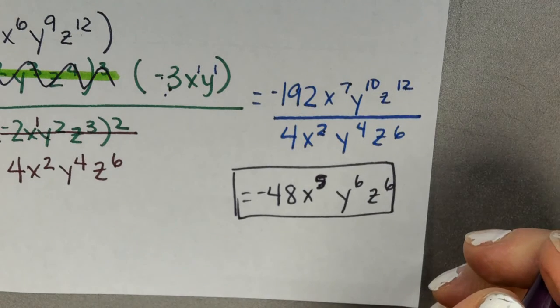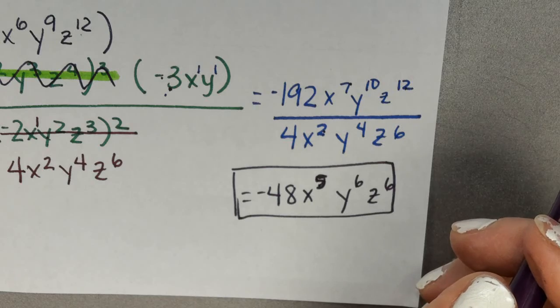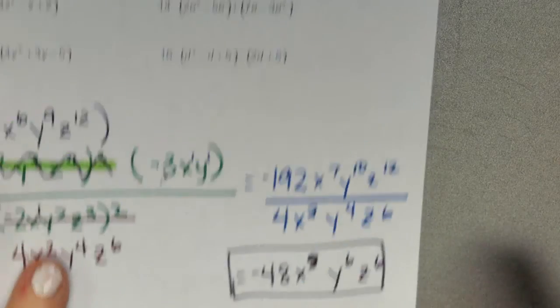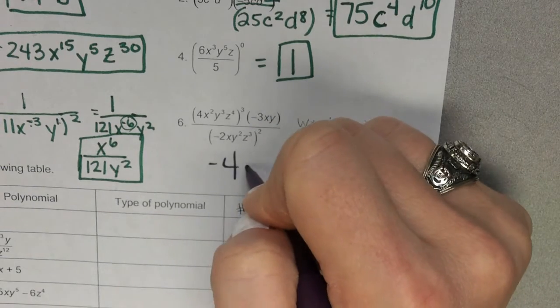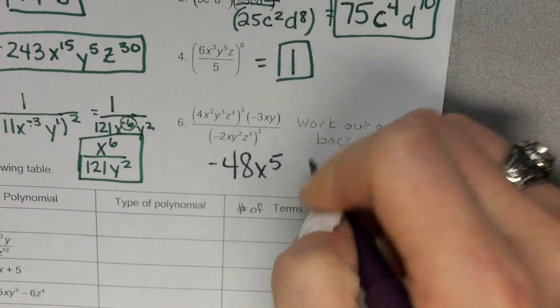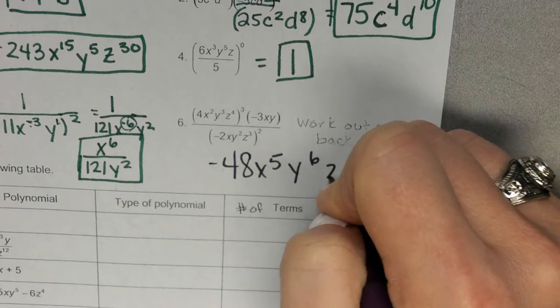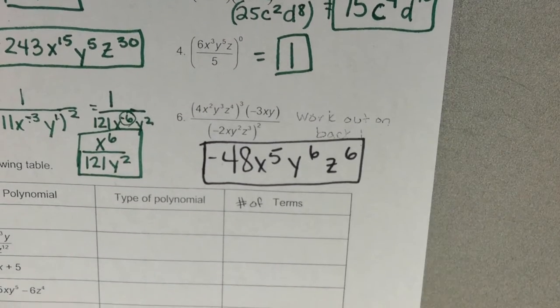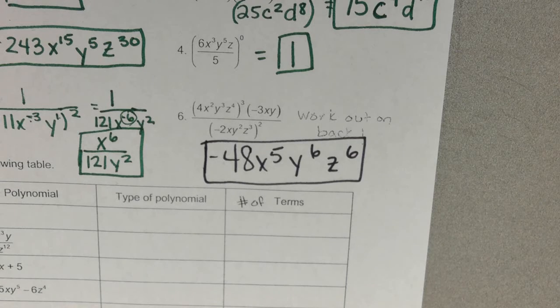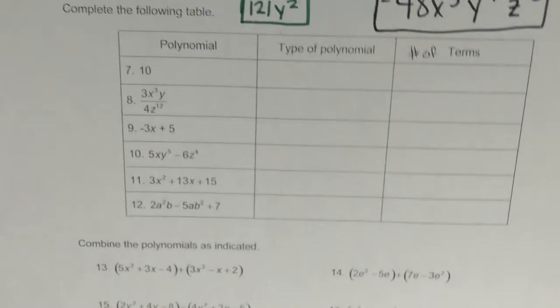Alright, we just solved that monster problem at number 6. It is negative 48, x to the 5th, y to the 6th, z to the 6th. Look at that. Nice. So this is just review, right? We're reviewing all of our exponent rules, making sure we are really touched up on those. So let's look at this table here.